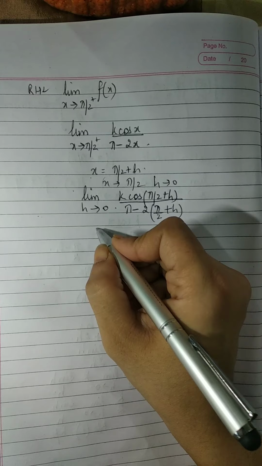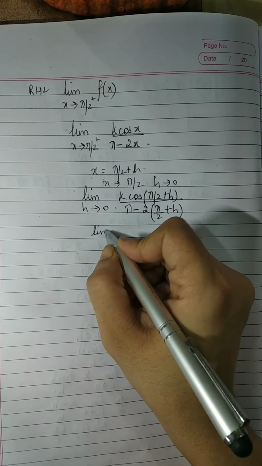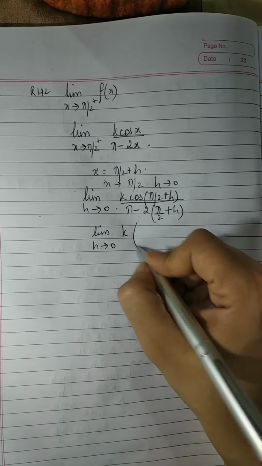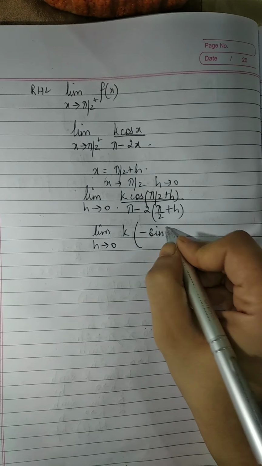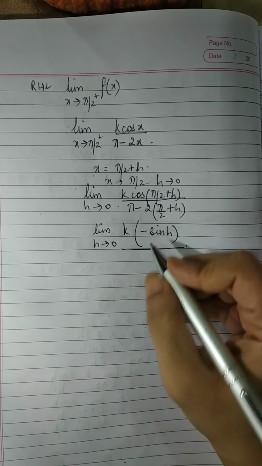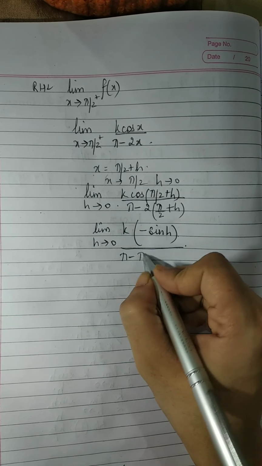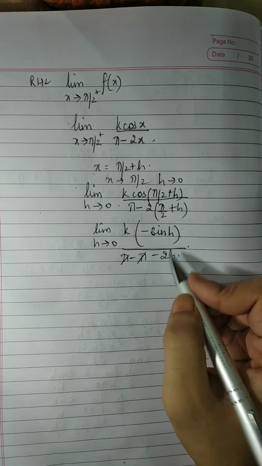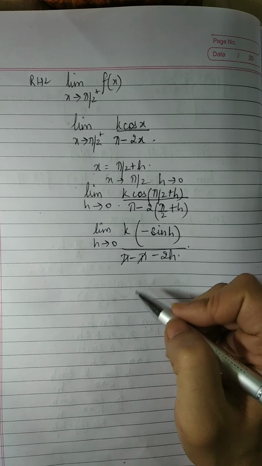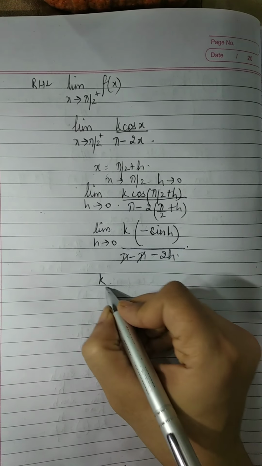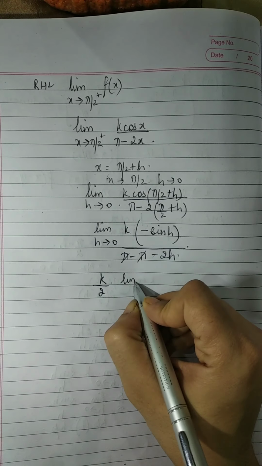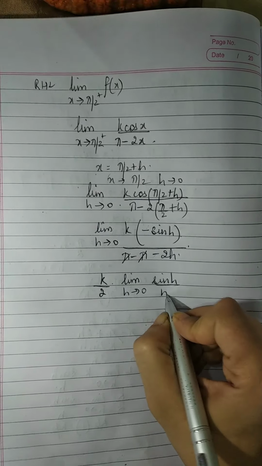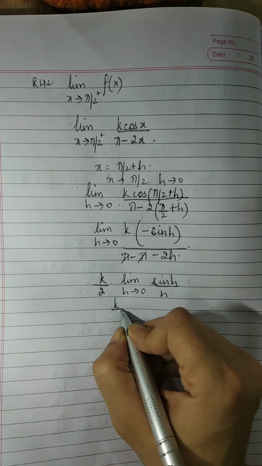So this is limit h tends to 0, k cos of pi by 2 plus h is minus sin h upon, this is pi minus 2h, right? So this minus and this minus can get cancelled. So taking k outside and 2 outside, we have limit h tends to 0 sin h upon h, and this entire expression is equal to 1.